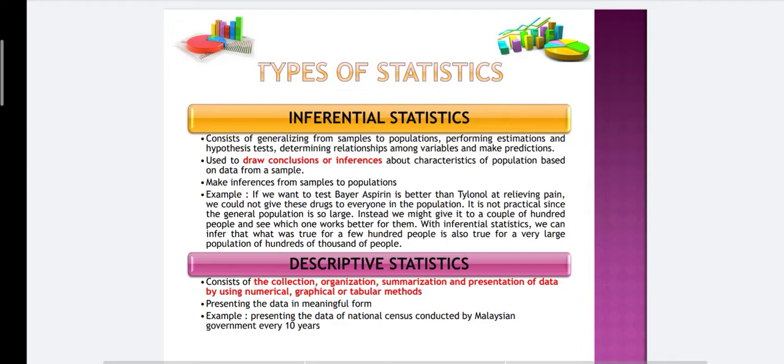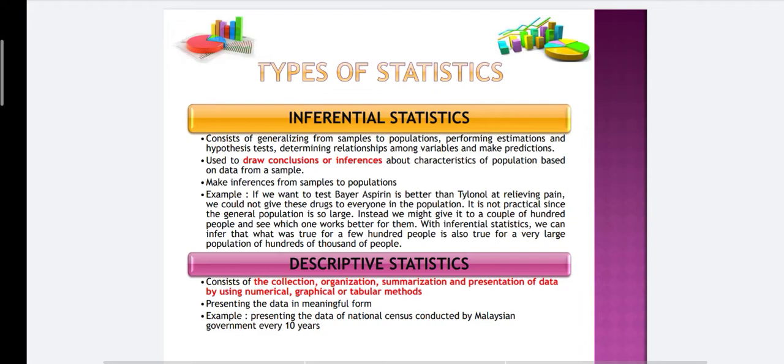Okay, itu descriptive statistik. Kalau we go further to the inferential statistic, we go deep in statistic, which is we need to analyze the data and make the conclusion about the data. Okay, so kita baca sikit. Inferential statistic consists of generalizing from sample to populations, performing estimation and hypothesis tests, determining the relationship among variables and make the prediction.